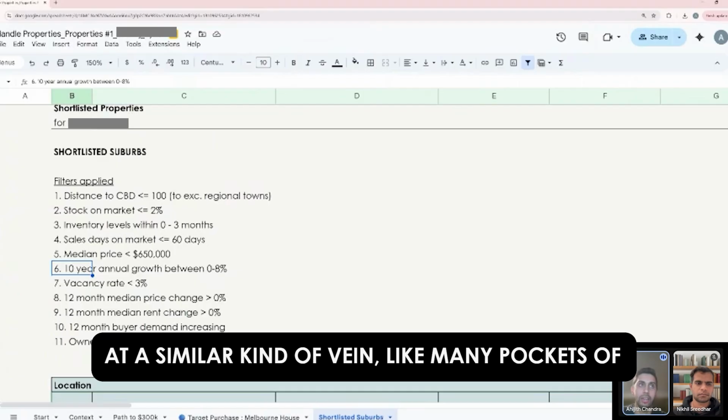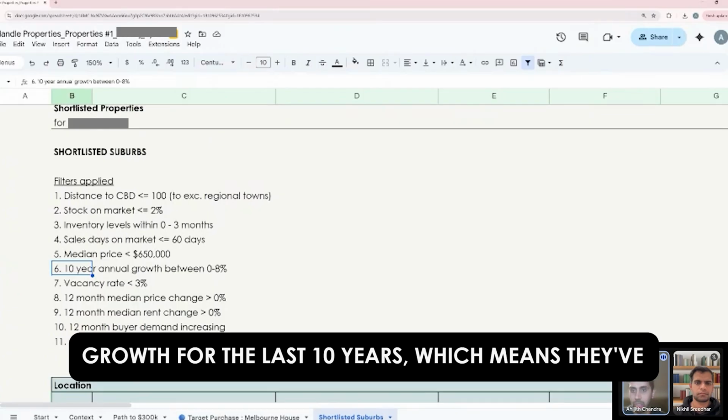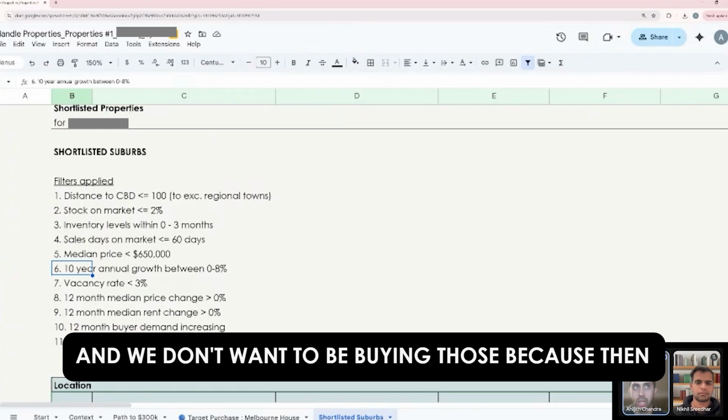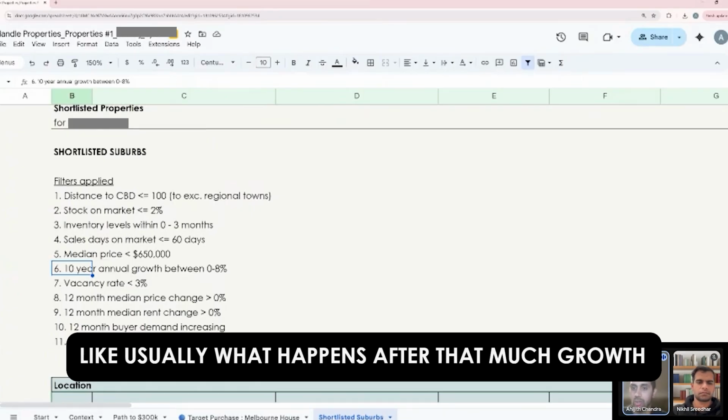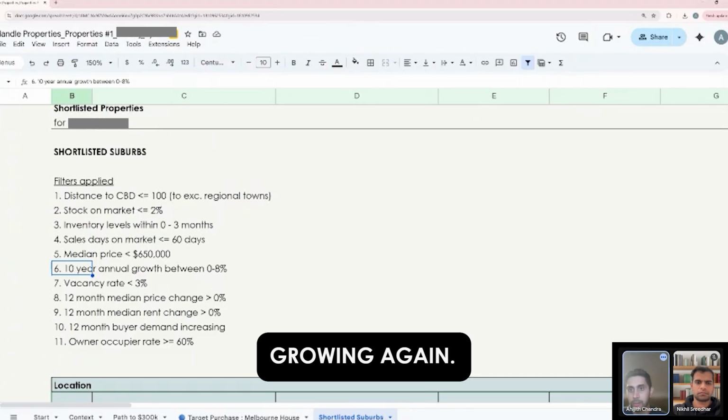But in a similar vein, many pockets of Brisbane are now sitting at 9, 10, 11% growth for the last 10 years, which means they've typically had their time in the sun. And we don't want to be buying those, because usually what happens after that much growth is they go through a period of stagnation before growing again.